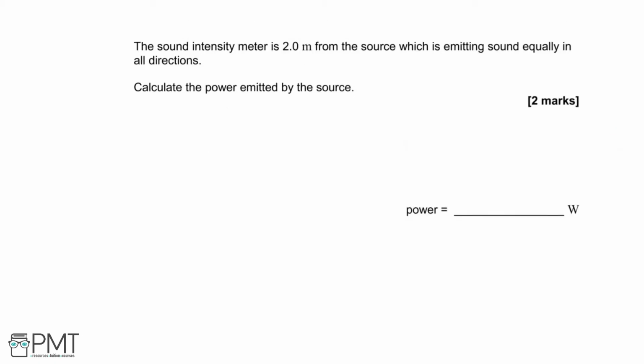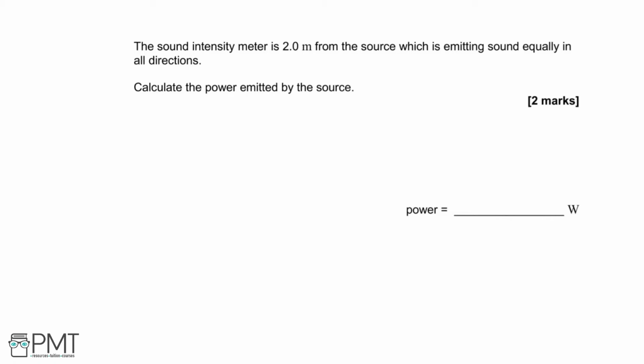The sound intensity meter is 2 meters from the source, which is emitting sound equally in all directions. Calculate the power emitted by the source. Now, this question is similar to how you might calculate the power outputs of a star based on an intensity of radiation that it receives at a certain distance. Remember, it obeys the inverse square law. But what this is actually saying then is that at a distance of 2 meters, we're getting 1.6 times 10 to the minus 4 watts for every meter squared of area at that distance.